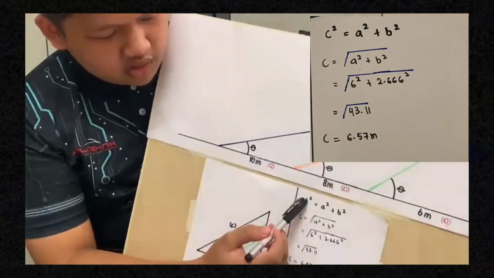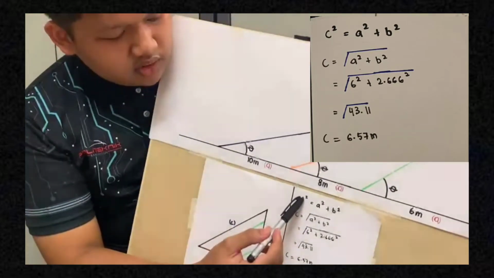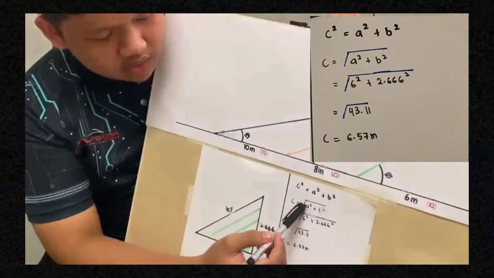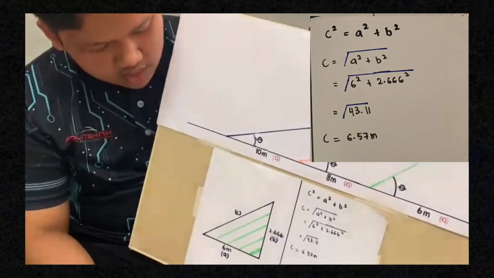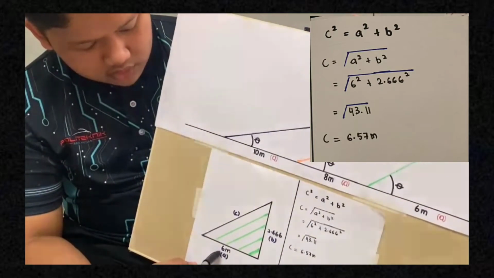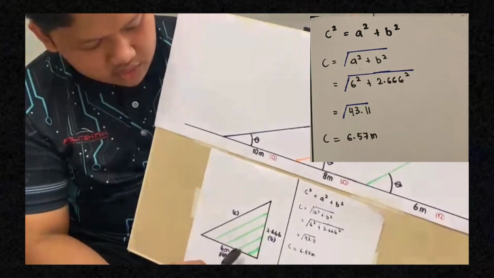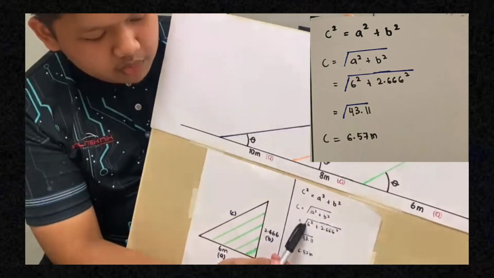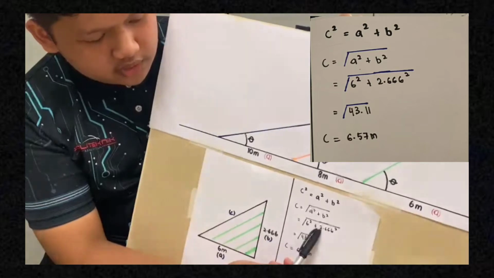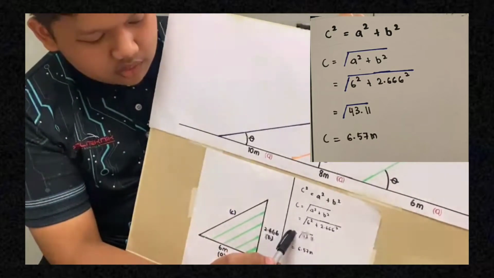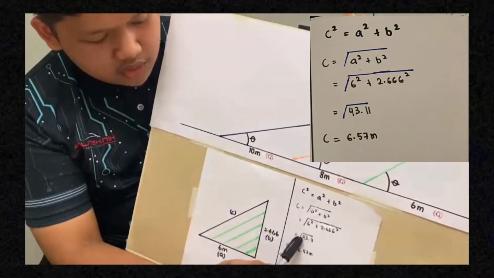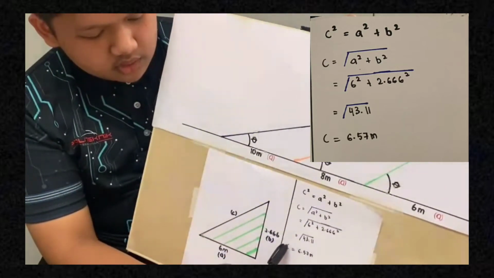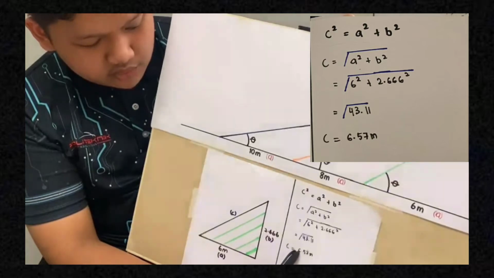And then the C square, we turn it to the square root of A square plus B square, and then we apply this information to the formula, and then it will be 6 square plus 2.66 square, and it's equal to square root 43.11, and then the C, which is the hypotenuse, is 6.57 meter.